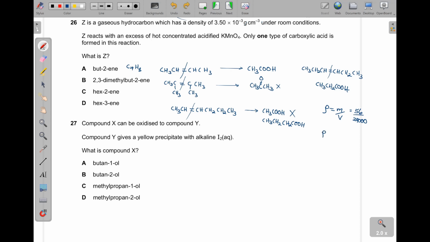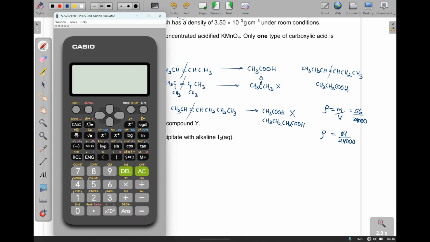And then for this one here, it is going to be C6, then H has to be 12, because you know that the general formula is CnH2n. Okay, now what is 6 times 12? That one will give us 72, then plus 12, that one gives us 84. So the density is going to be 84 over 24,000. Okay, so which one gives us this answer here?